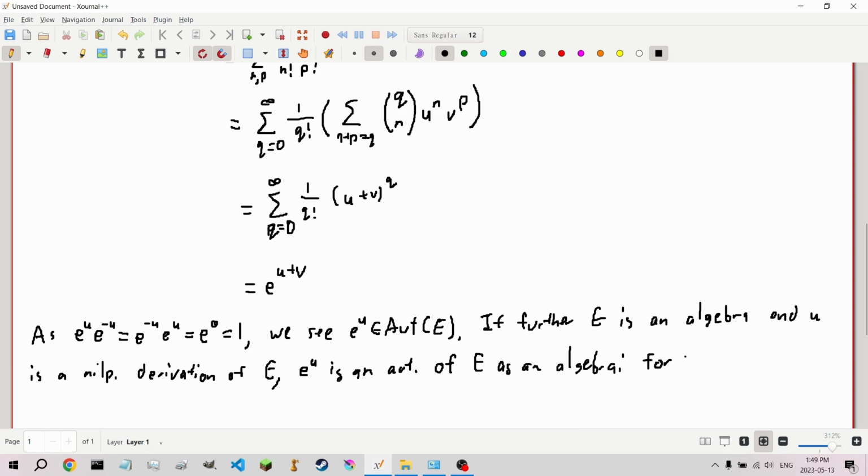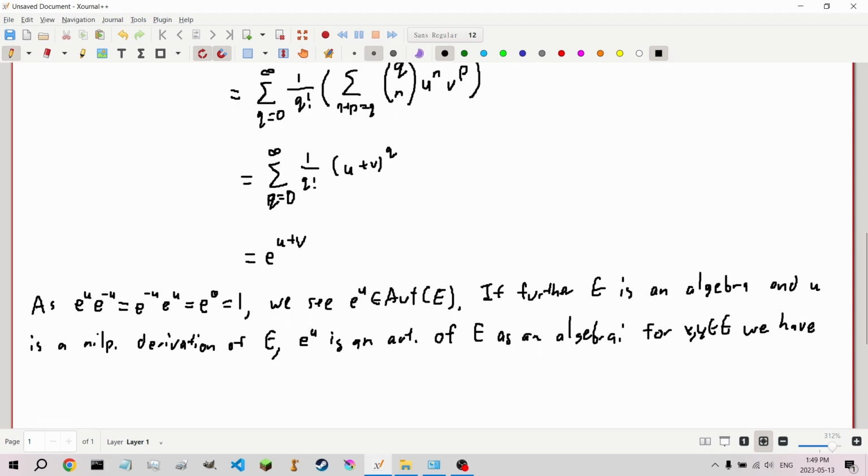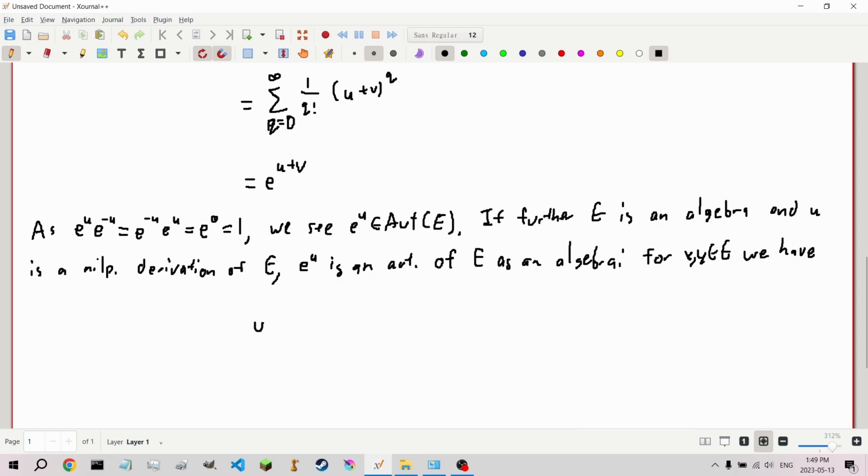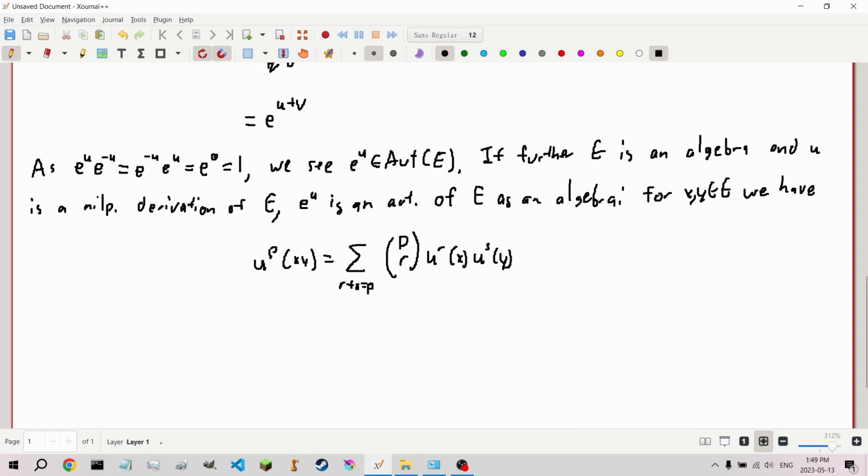As for x and y in E, we have u to the p of x, y is equal to the sum of r plus s equals p of p choose r, u to the r of x, u to the s of y, for non-negative integer p.